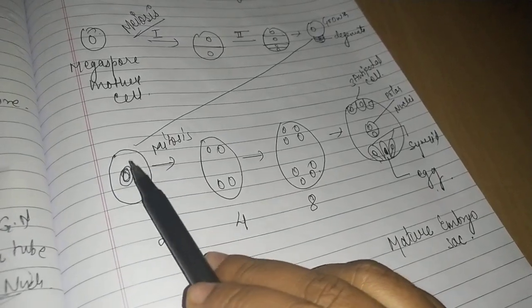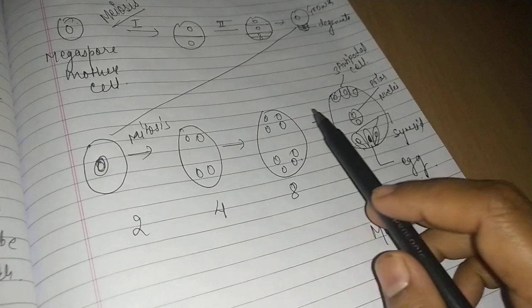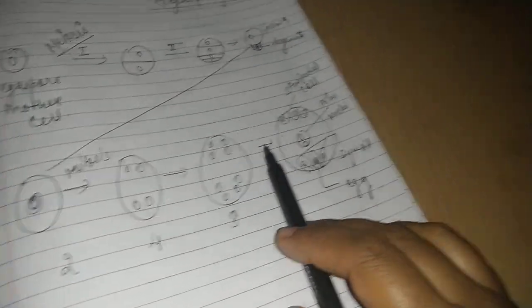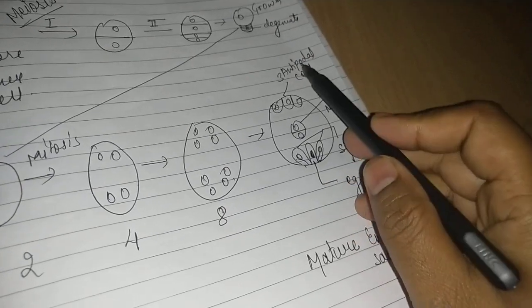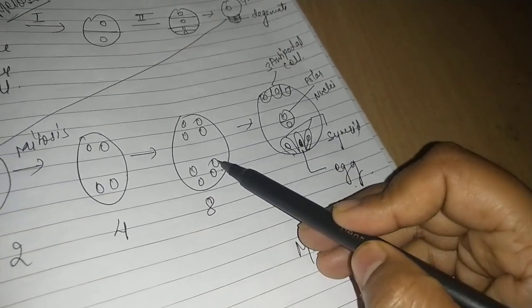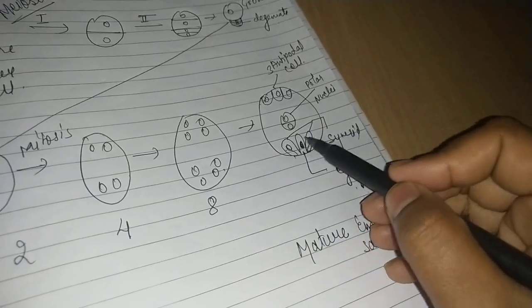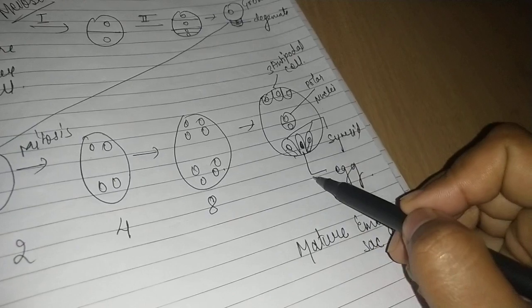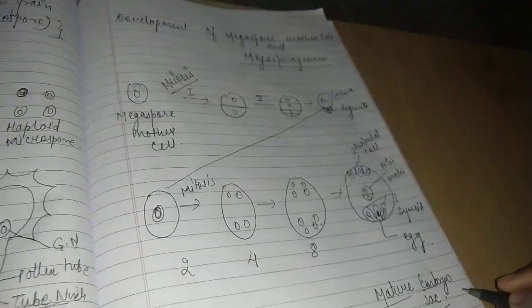First it divides into two, then into four, and four give rise to eight. Out of that, three get converted into three antipodal cells. Then two polar nuclei, and of the other three, two become synergids and one becomes the egg cell. This is the structure of a mature embryo sac.